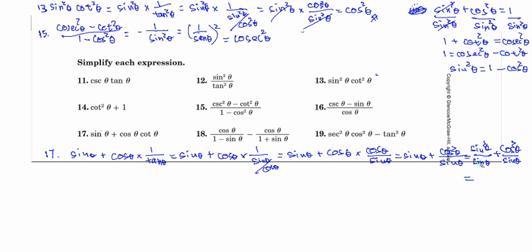Okay, now since they have the same denominator, we can combine the numerator. So it's sine square theta plus cosine square theta over cosine theta. Now it's time to use the first identity. Sine square theta plus cosine square theta is equal to 1, so this is 1 over sine theta, which is actually cosecant theta. That's it. We have simplified number 17 into this.